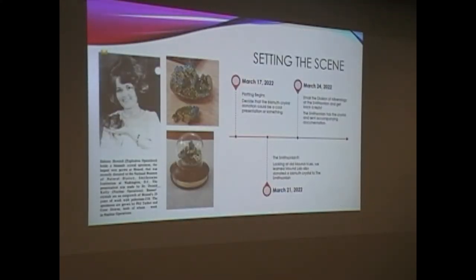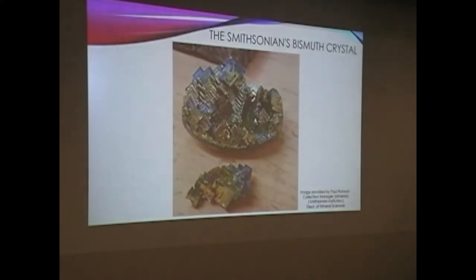So in March, we decided that with this new information we dug up, it would make a good presentation, which is why you're all here now. And then we found out about the Smithsonian crystal on March 21st, and then a couple days later, I decided that I was actually going to email them. The Smithsonian is like the crown jewel of museums, and I honestly didn't think that I would get a response. But the guy did email me rather quickly, and he sent me a picture of the Smithsonian's bismuth crystal that Mound Lab had given. He told me that they purposely put it in two parts.